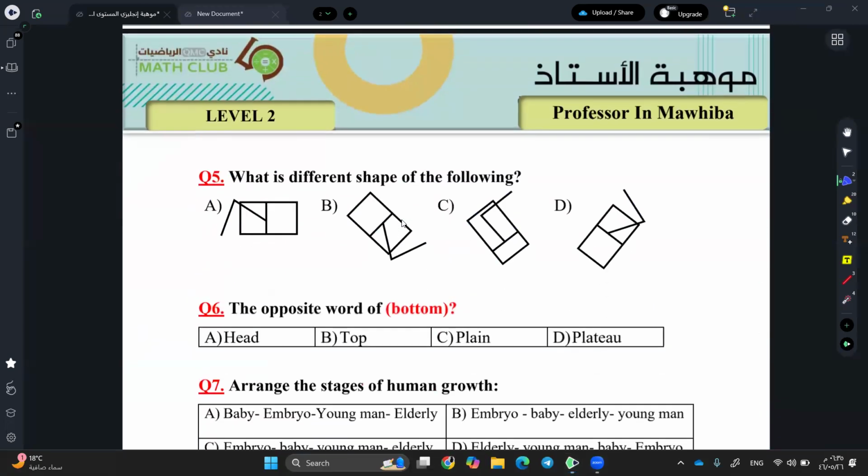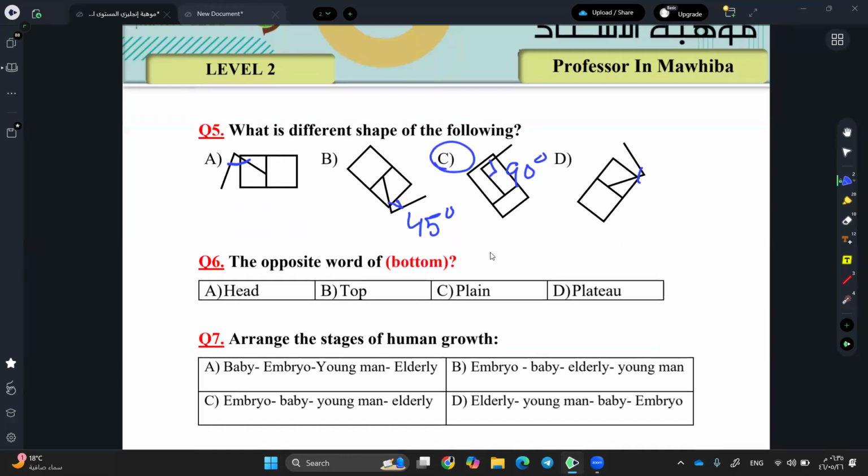Question number 5. What is the different shape of the following? Which one is different? Let's see. C. Excellent. Because A, B, and D all of them have this angle, which is going to be a 45 degree. But C, it has a 90.